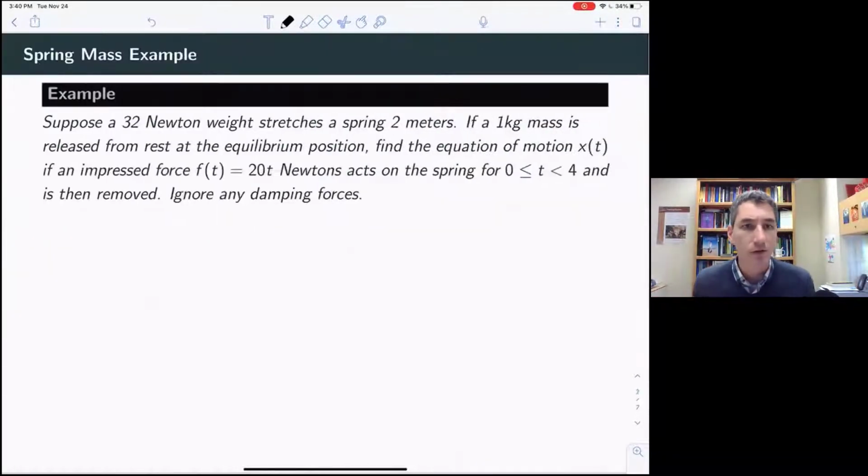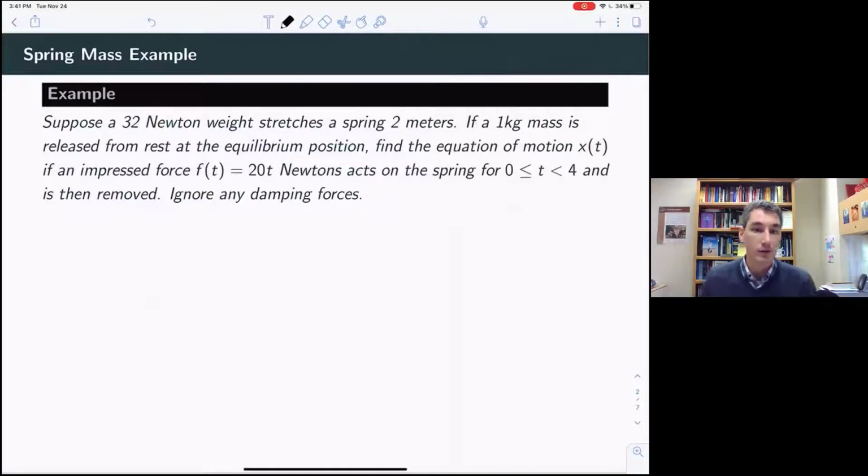The first problem here is a spring mass problem. We've got a 32 Newton weight that will stretch a particular spring 2 meters. And then we have a 1 kilogram mass released from rest from the equilibrium position, and they want us to find the equation of motion x of t if an impressed force of 20 t newtons is acting on the spring only from 0 to 4 seconds and then is removed.